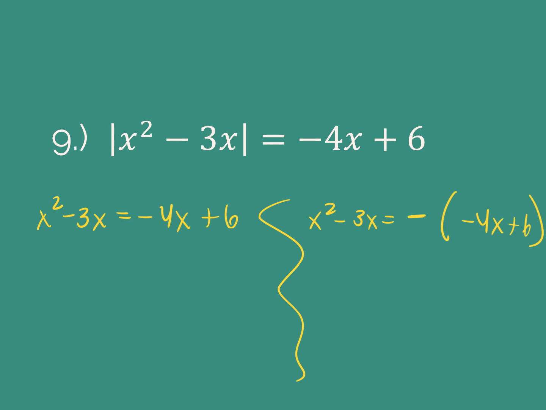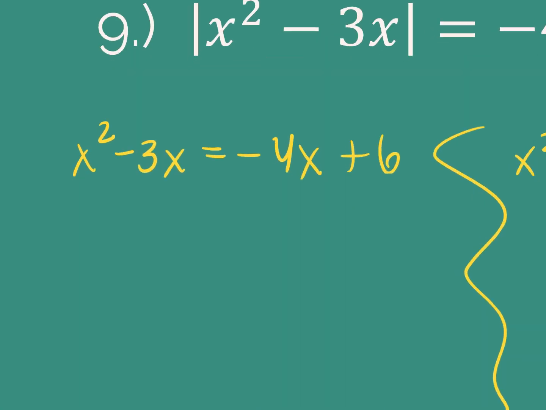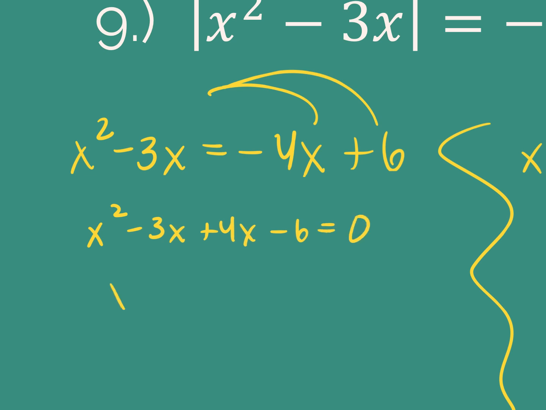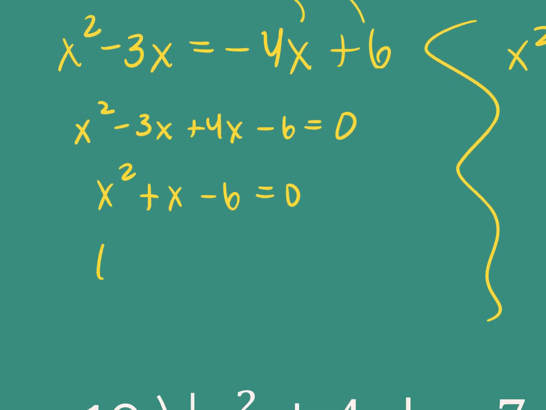Right, I'm going to have to distribute. You have to do that. If it's one term, you don't have to put it in parentheses, but if it's more than one, you have to. So on the left-hand side here, we're just going to say x squared minus 3x. I'm going to bring both of these over. So this is going to become what? Plus 4x minus 6 equals 0. Okay, so x squared plus x minus 6 equals 0. Does this factor? x plus 3 and x minus 2. So I get 2 x values, x equals negative 3 and x equals positive 2.